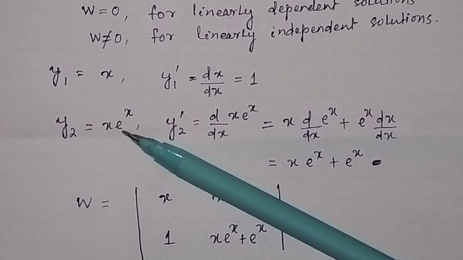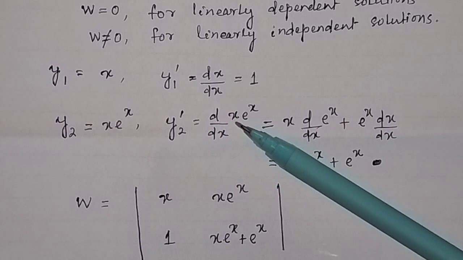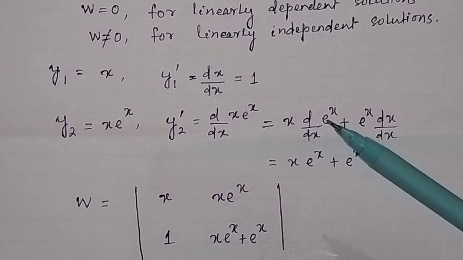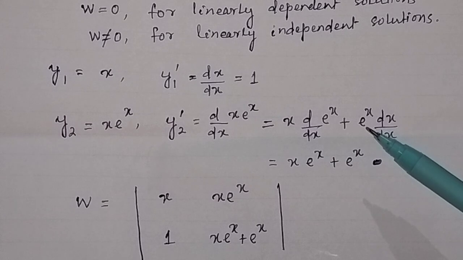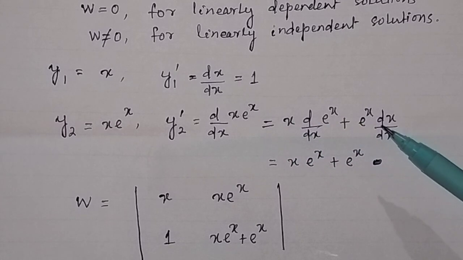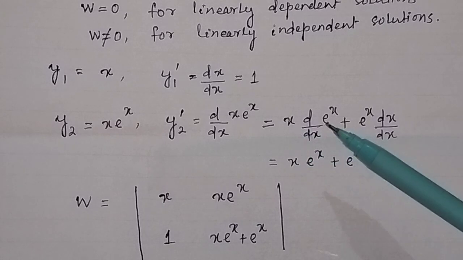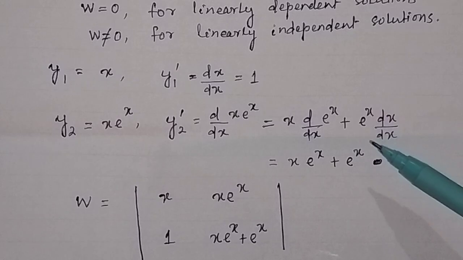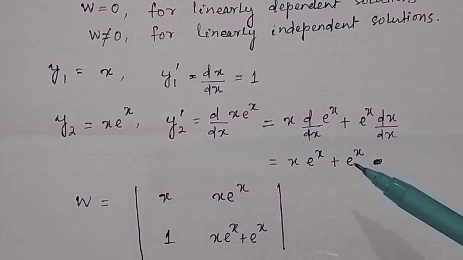And the second function is given as x e to the power x. So the derivative of the second function, y2 dash, is equal to the derivative of x e to the power x with respect to x. This is a product function. So first function, that is x, into the derivative of the second function, which is the derivative of e to the power x with respect to x, plus the second function, that is e to the power x, into the derivative of the first function, that is the derivative of x with respect to x. So this will be equal to x, the derivative of e to the power x is e to the power x, plus e to the power x, and the derivative of x with respect to x will be equal to 1. So y2 dash will be equal to x e to the power x plus e to the power x.